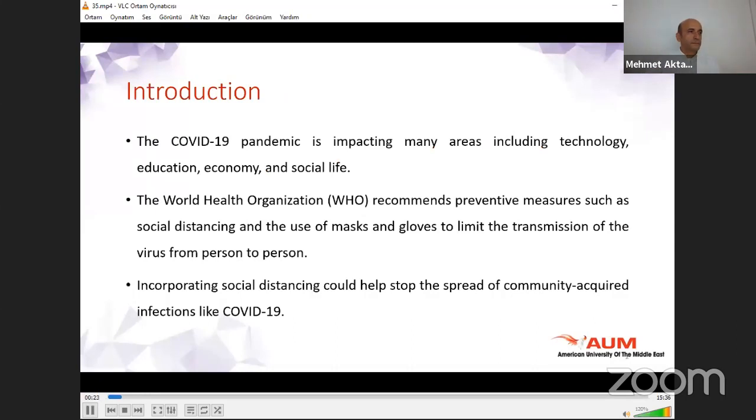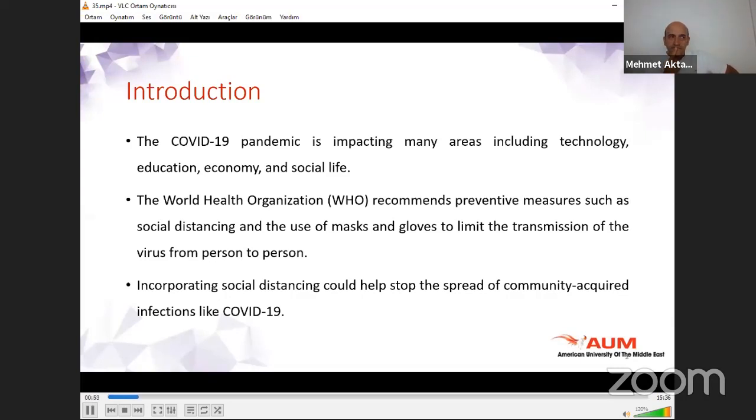COVID-19 is a community-acquired infection and it's becoming a pandemic, impacting many areas, including technology, education, economy, and social life. And at this time, the World Health Organization, WHO, recommends preventive measures such as social distancing and the use of masks and gloves to limit the transmission of the virus from person to person.